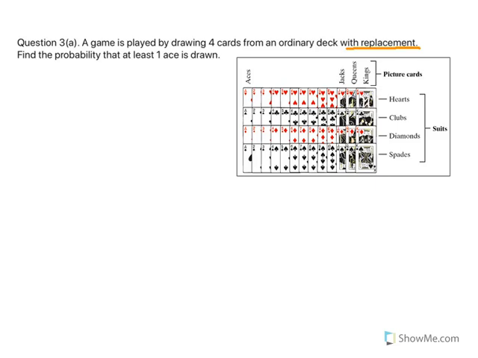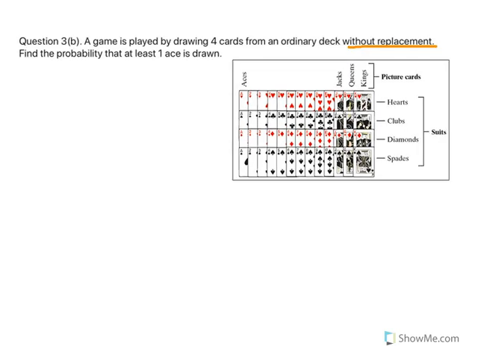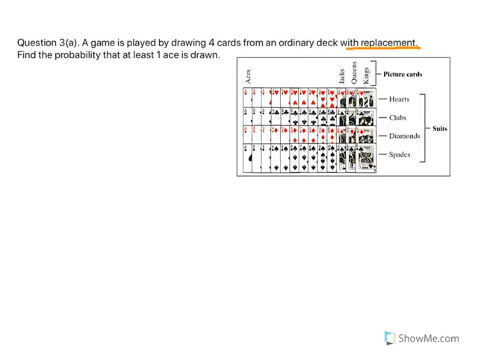Okay, this question has two parts. One part is with replacement, and the second part is without replacement. So a game is played by drawing 4 cards from an ordinary deck with replacement. Find the probability that at least one ace is drawn. So this is the question here. The probability that at least one ace is drawn.